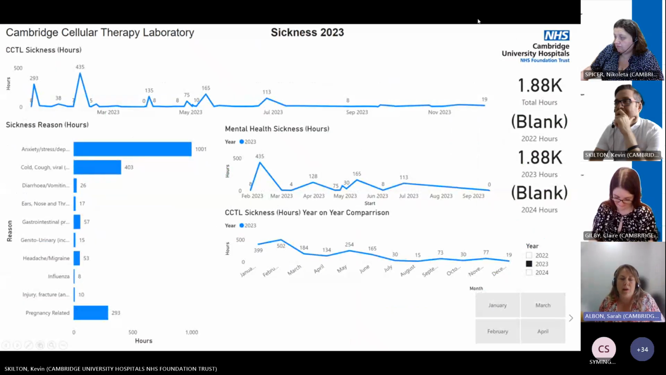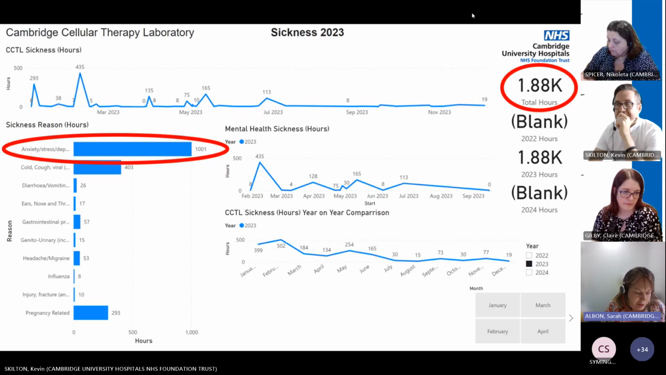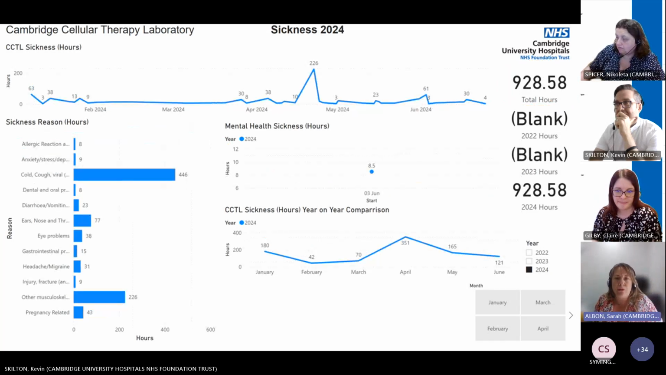The next couple of slides are about staff sickness. As I alluded to, in 22-23 we had really high staff sickness. You can see here the summary review from 2023 is that a total of 1,800 hours were lost across the workforce to sickness, with a staggering 1,000 of these hours being directly associated with anxiety, stress, and depression. And when you see figures like this, it is almost no wonder why the staff turnover was so high. So next slide, please.